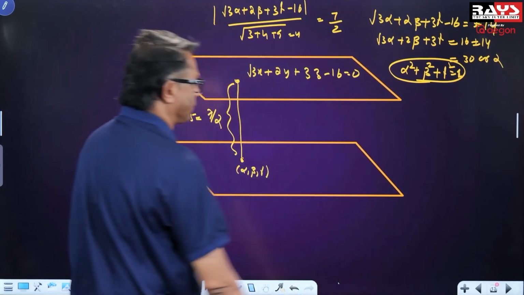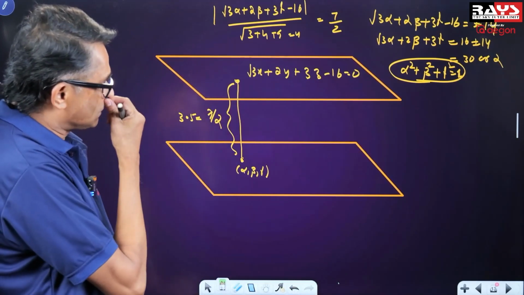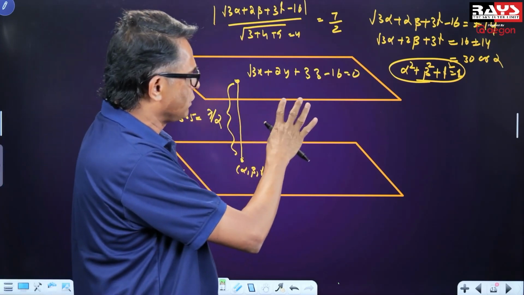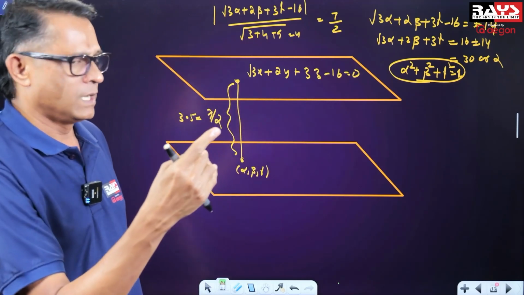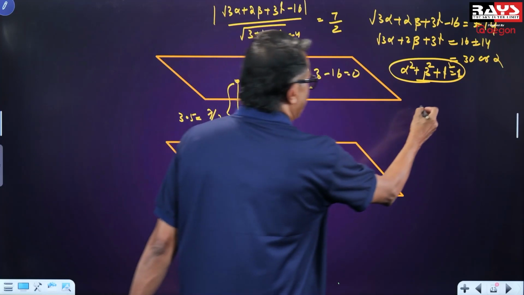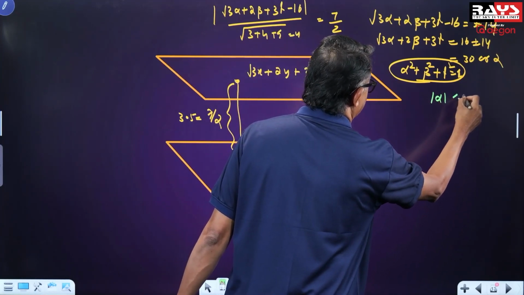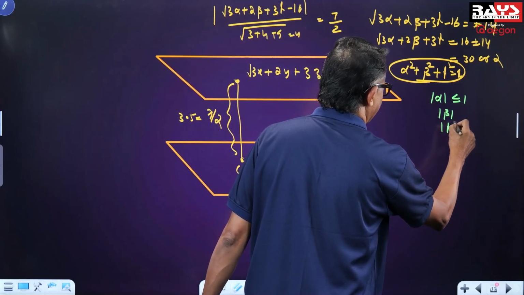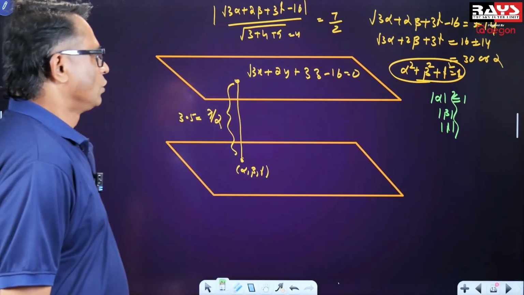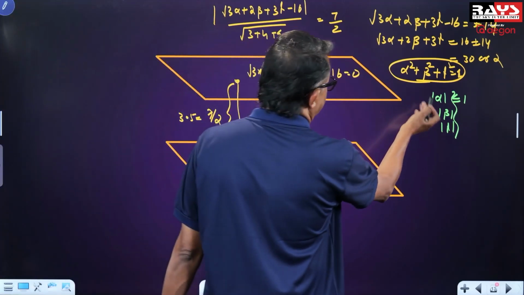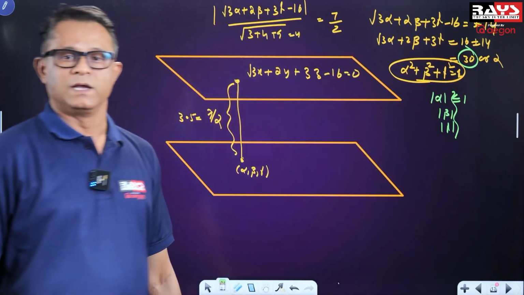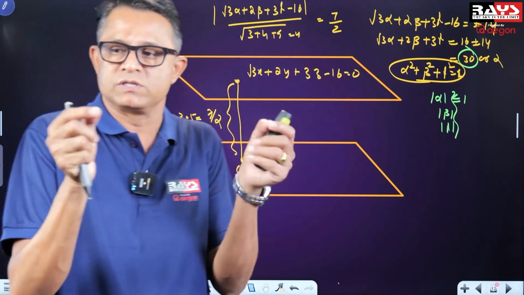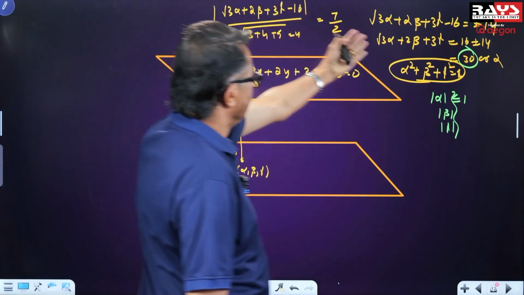Now, what can we say from that? Because alpha square plus beta square plus gamma square is the sum of three positive numbers equal to 1, it can never be more than 1. Mod alpha, mod beta, mod gamma should all be less than or equal to 1. So it can never be 30, because mod alpha, mod beta, mod gamma are quantities between minus 1 and plus 1.